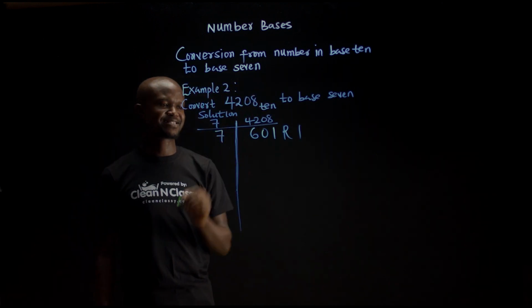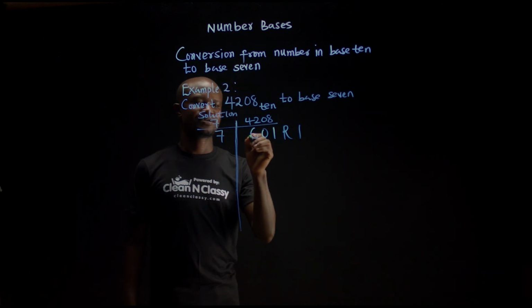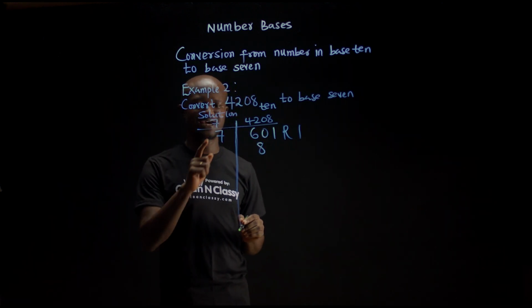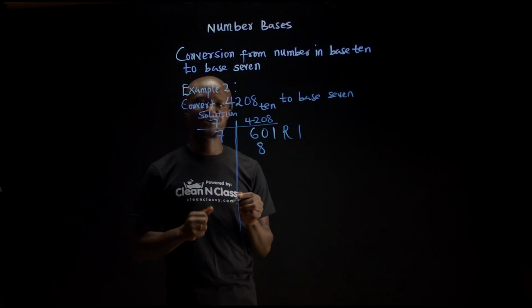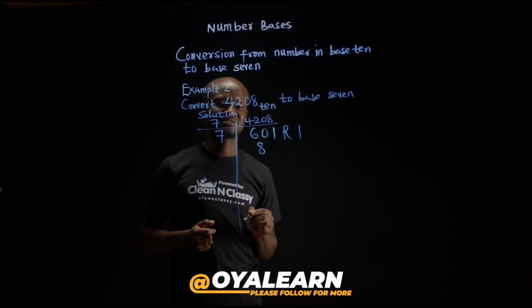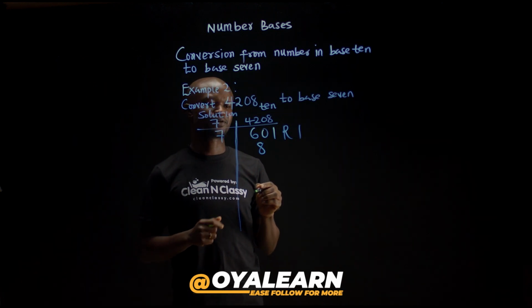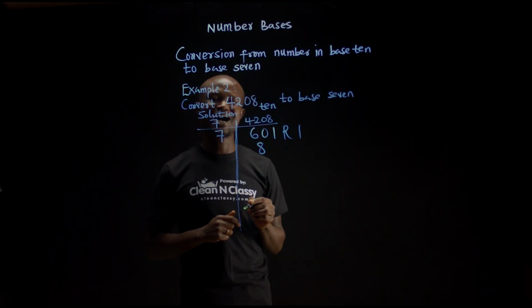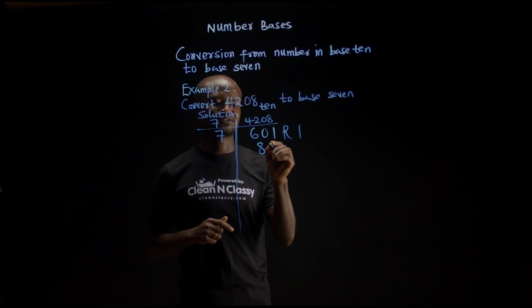Now, we divide by 7. 60 divided by 7. 8. 8 times 7 is what? 56. So take away 56 from 60. You have 4. Put the 4 in front of 1. We have 41. So 41 divided by 7. 5.